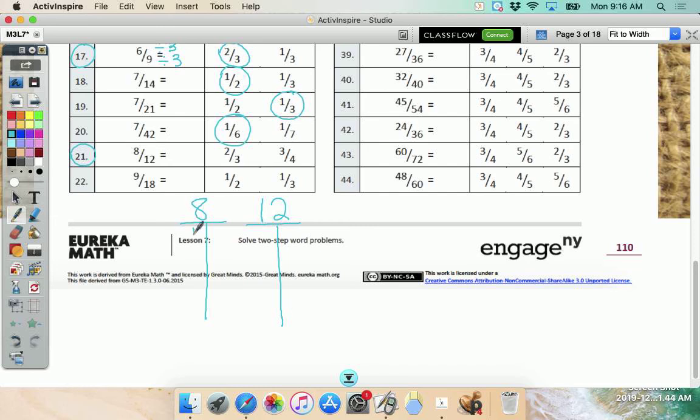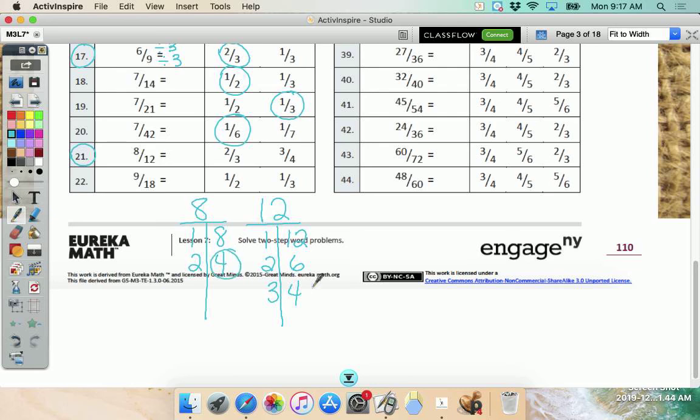So all I have to do is write down all the factors that multiply up to 8. So I always start with 1. 1 times 8. Okay. 2 times 4, and I'm done, because 3 doesn't go into 8. Okay, on 12, I'm going to start with 1. So 1 times 12. 2 times 6. 3 times 4.